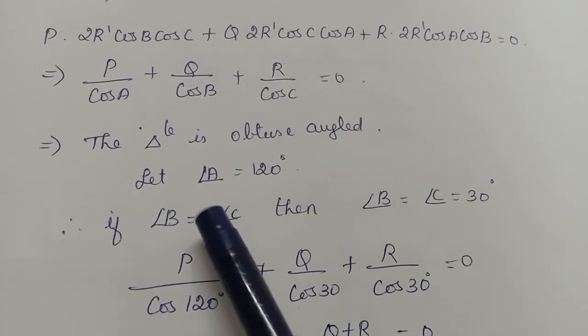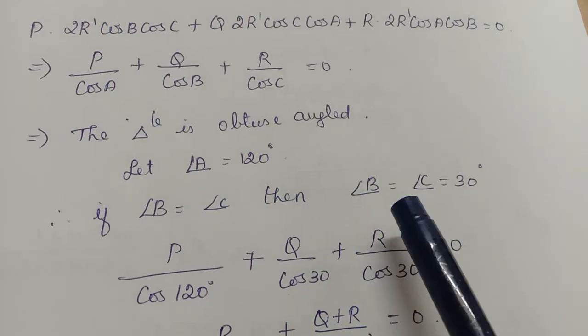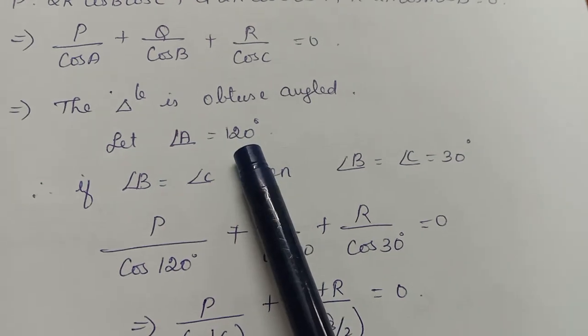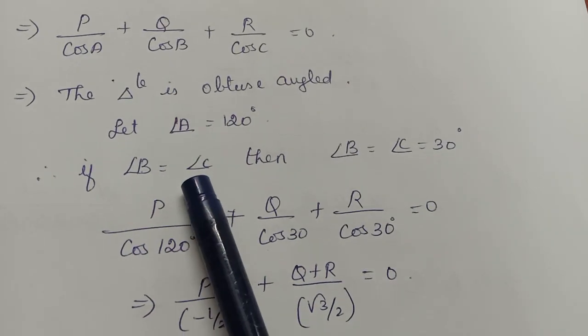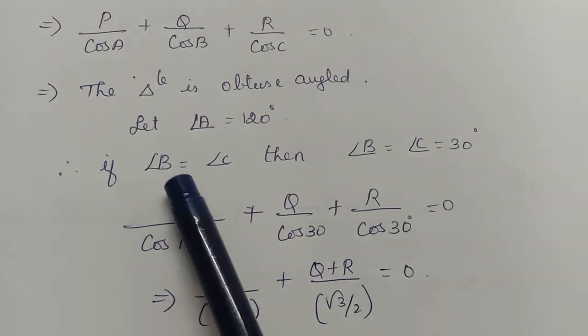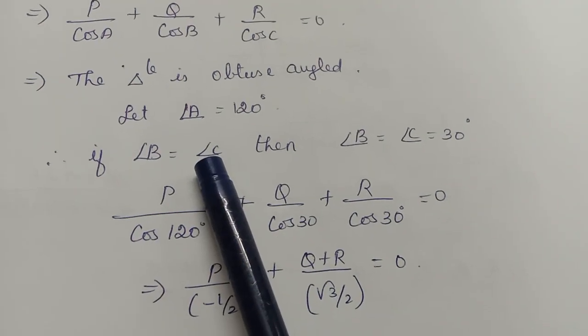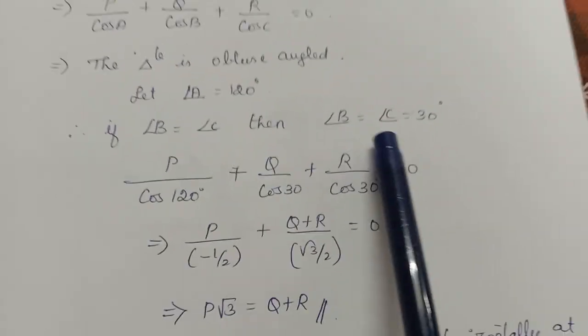For the second part, what is given? Angle A equal to 120, angle B equal to angle C. This is what is given in the question. So if angle A is 120, the rest of the angles should be what? 30 degrees only, because they have given in the question B and C are equal. So the sum of the rest of the angles should be 60 degrees. Therefore each angle is 30 degrees.